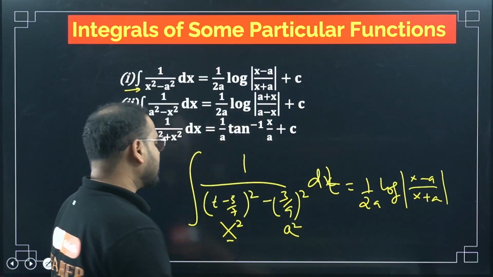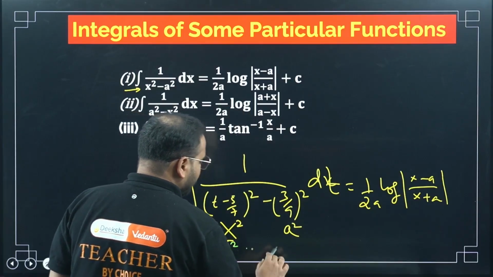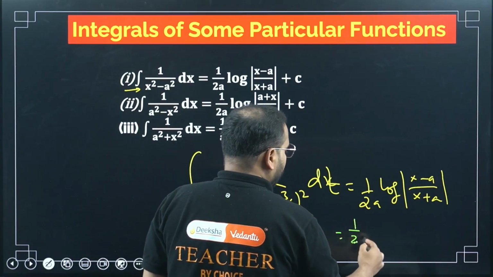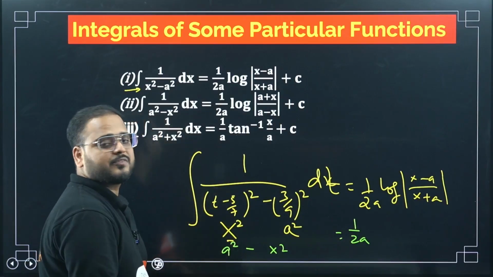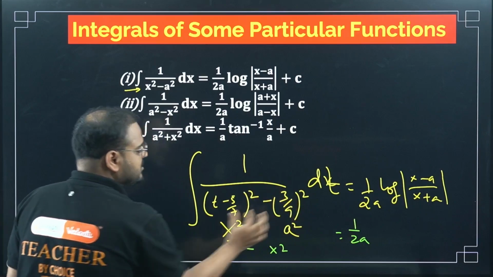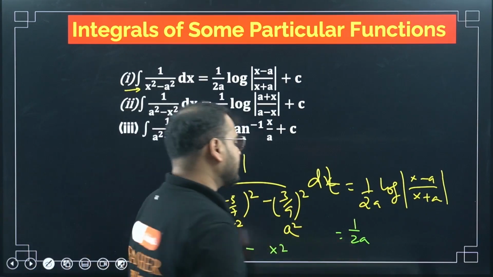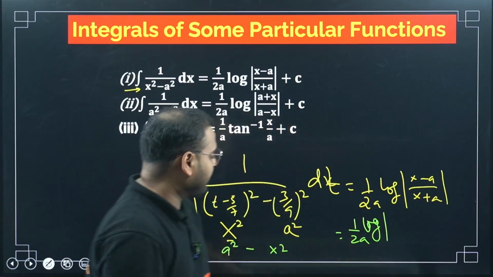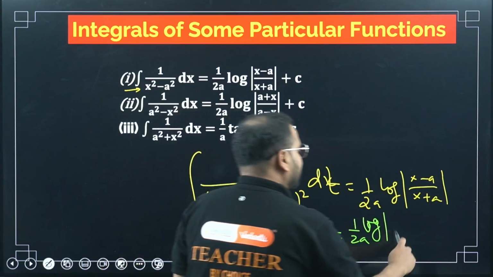Understand this. If it is x square minus a square, you will write here x minus a, x plus a. If it is the opposite, if it is a square minus x square, everything will remain same. It will be 1 by 2a. Here the constant square comes first and then the variable square, which means the variable bracket will come later and the constant bracket will come first. If that type of situation is given, 1 by 2a will remain as it is, log will also remain as it is, but instead of writing x minus a, we'll write a minus x, but where? In the denominator.